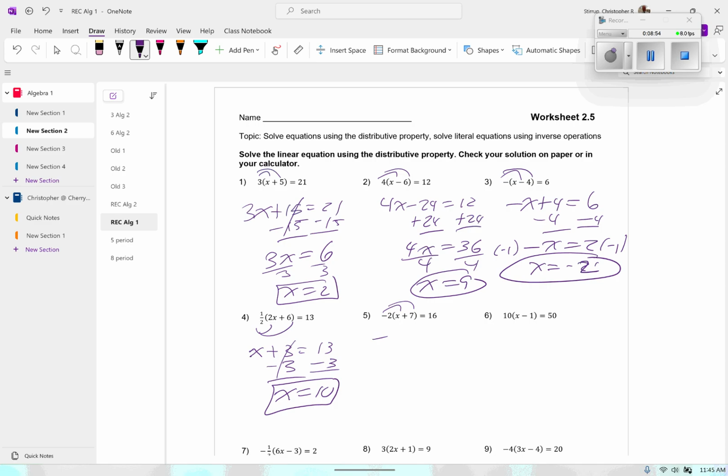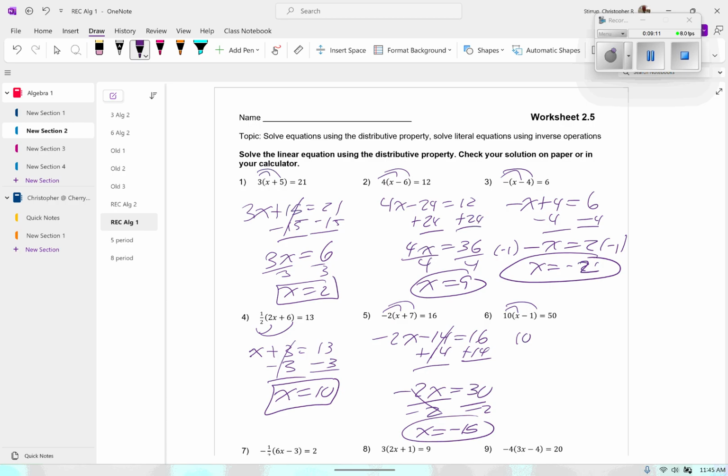Distribute it here. The 2 over the parentheses. Add 14 to both sides. Those cancel. Divide each side by negative 2. So x equals negative 15.